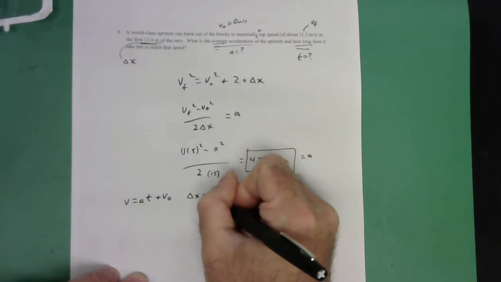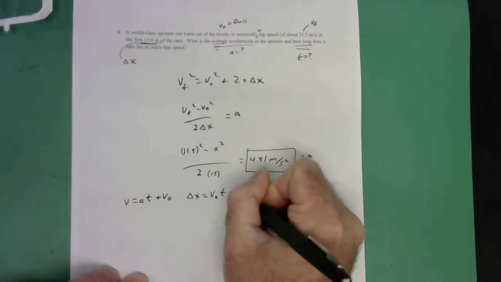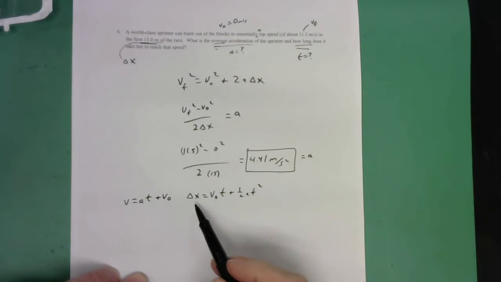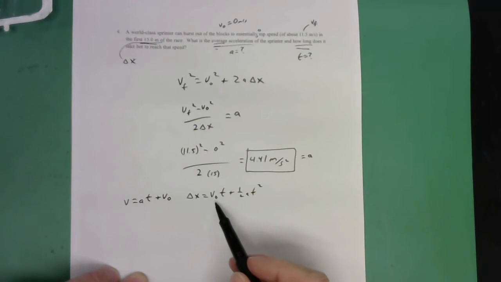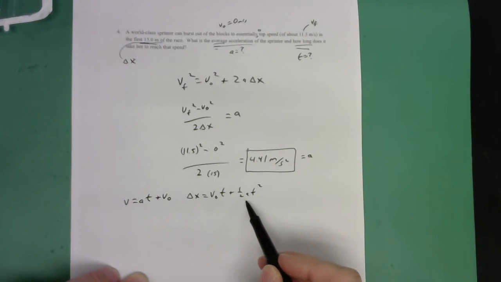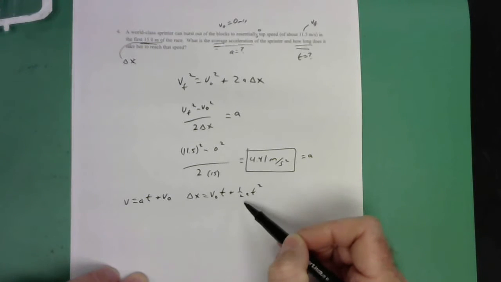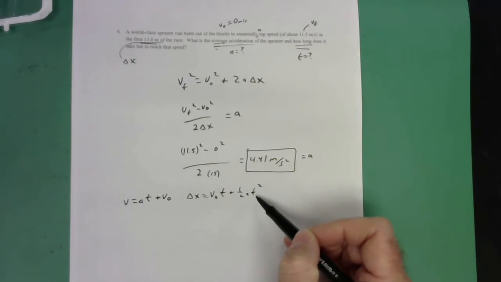Displacement is initial velocity times time plus 1/2 at squared. And the displacement, I know is 15 meters. I know the starting velocity, it was 0, so this whole term is going to drop out. And I have 1/2 the acceleration I just solved for. I can plug in there, substitute that in there, and I can solve for that time.